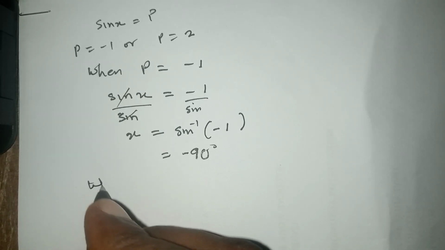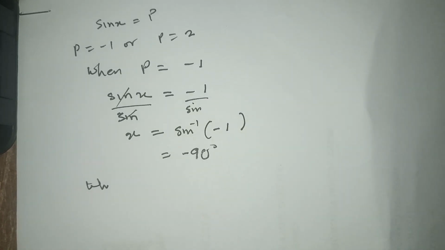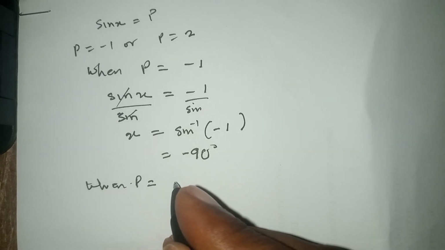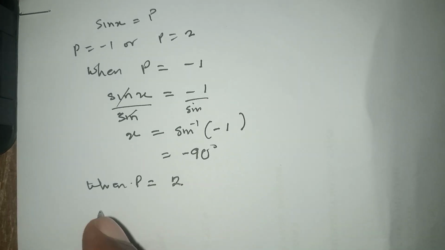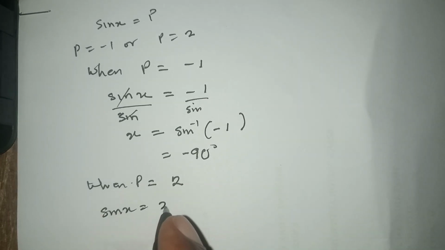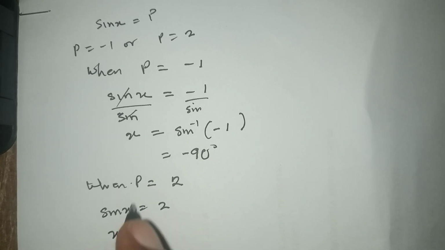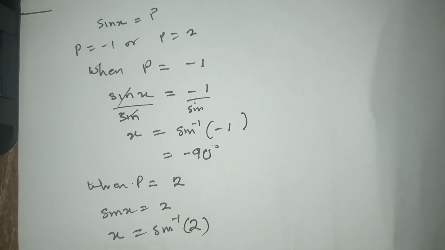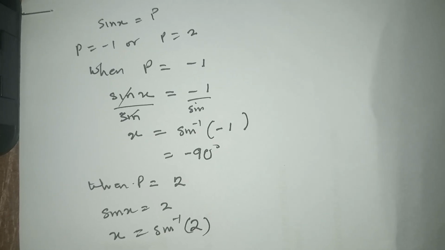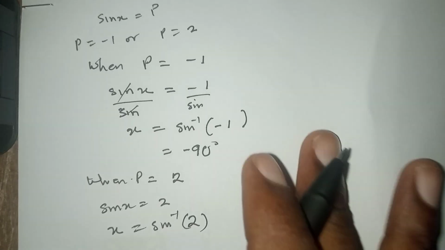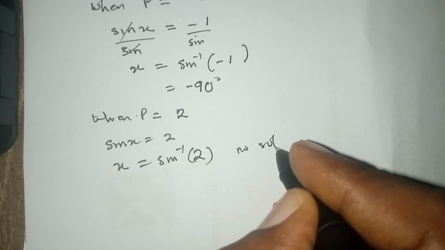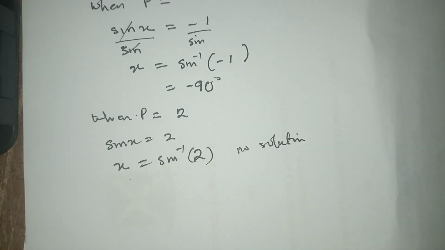Now when p equals 2, sine x equals 2. The same thing: x is the inverse, arc sine of 2. So this one has no solution. All right, so let's go to the second example.